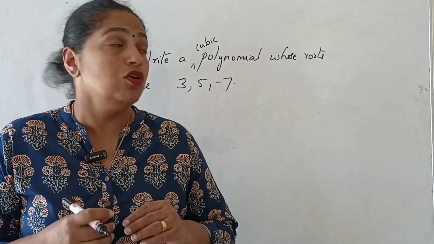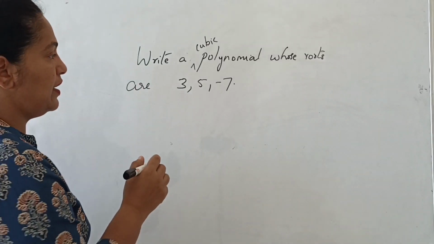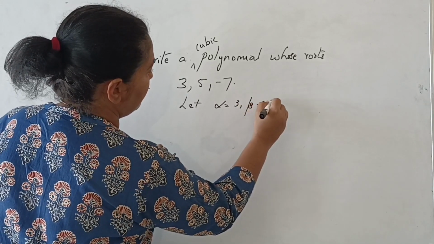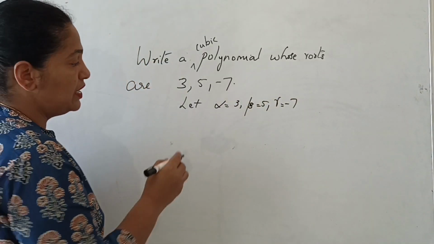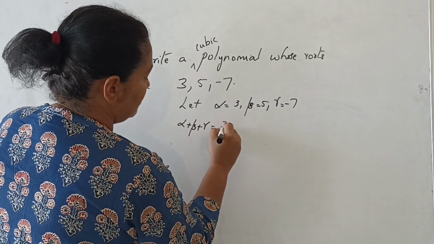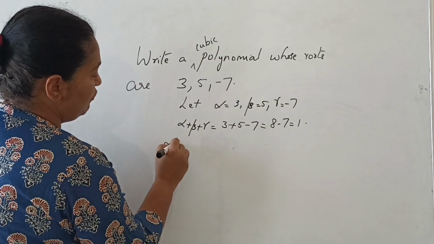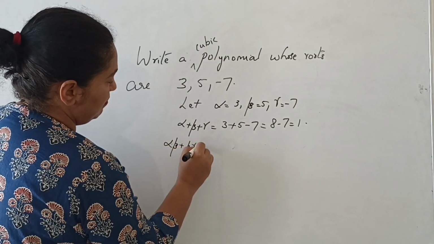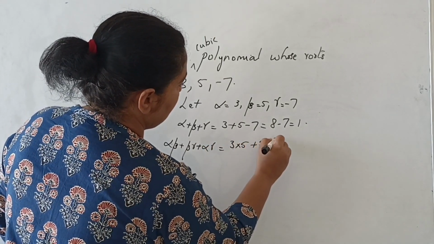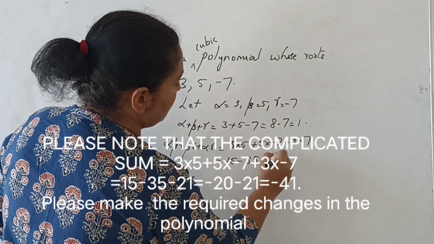Write a cubic polynomial whose roots are 3, 5 and minus 7. So let us identify the roots as alpha, beta and gamma. Let alpha is equal to 3, beta is equal to 5 and gamma is equal to minus 7. First we find the simple sum alpha plus beta plus gamma, which is 3 plus 5 minus 7, which is 8 minus 7, which is 1. Now we find the complicated sum, alpha beta plus beta gamma plus alpha gamma, which is 3 into 5 plus 5 into minus 7 plus 3 into minus 7. So you get 15 minus 35 plus 21.